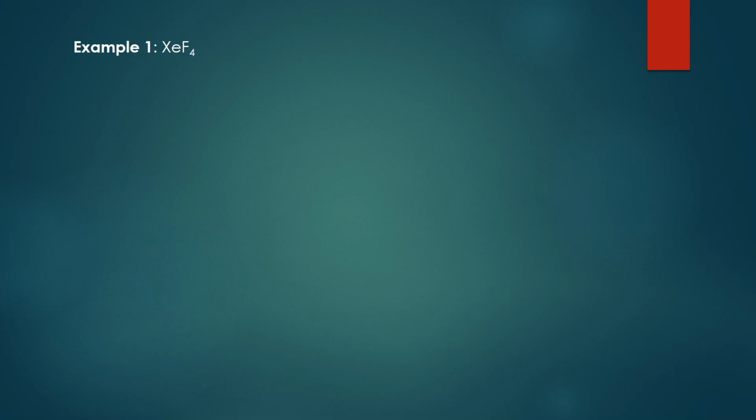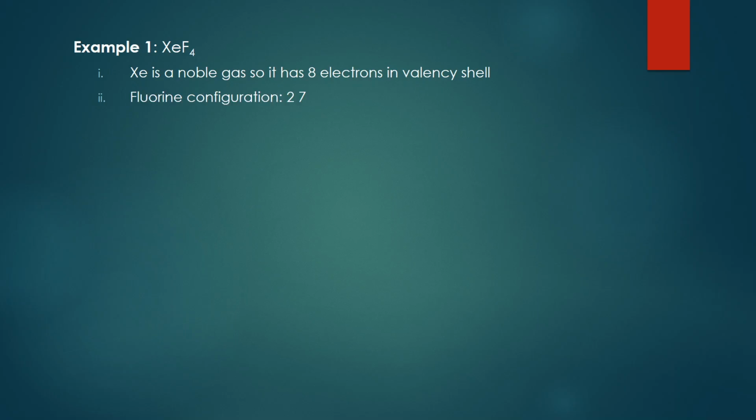Now let us take the example of XeF4. Xenon is a noble gas which has 8 electrons in its valence shell. Fluorine electronic configuration is 2,7. So it has 7 electrons in valence shell. Now the sum becomes 8 plus 4 into 7. It is multiplied by 4 because there are 4 fluorines. So the sum total is 36.